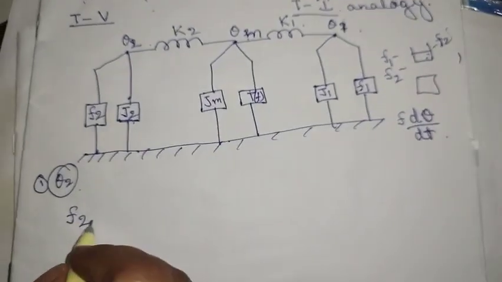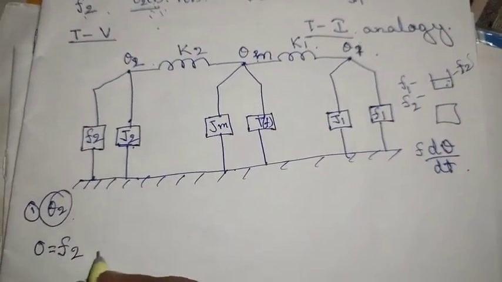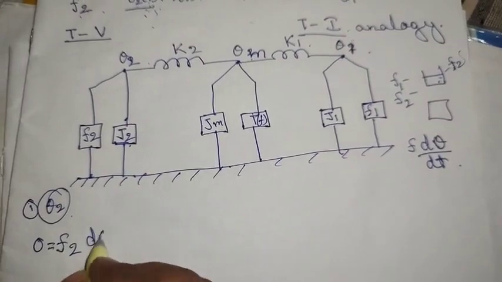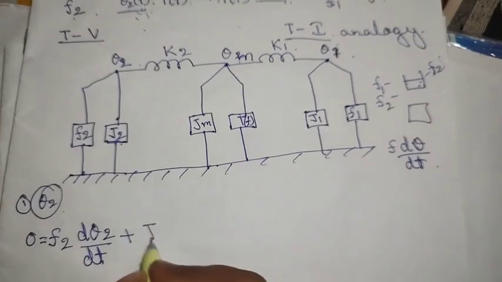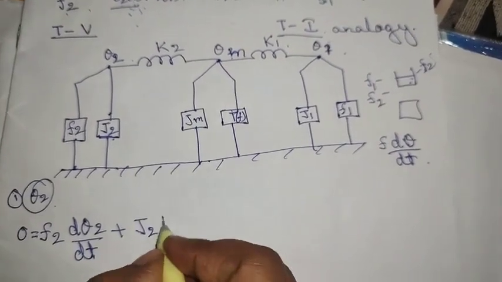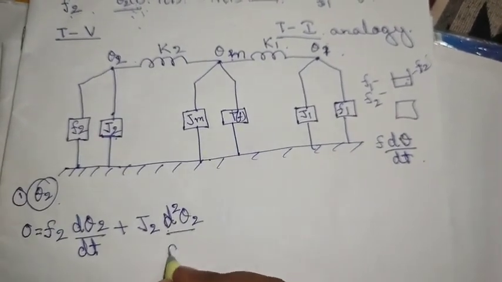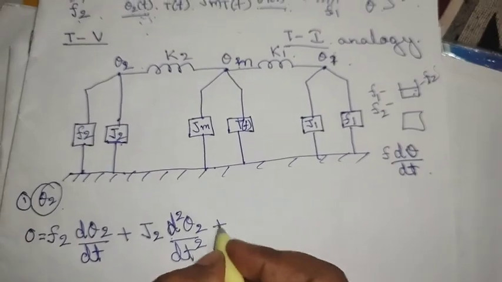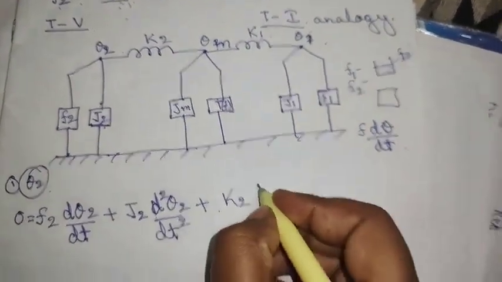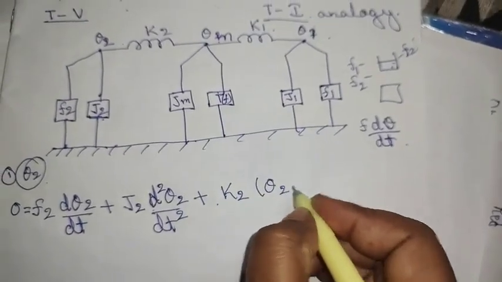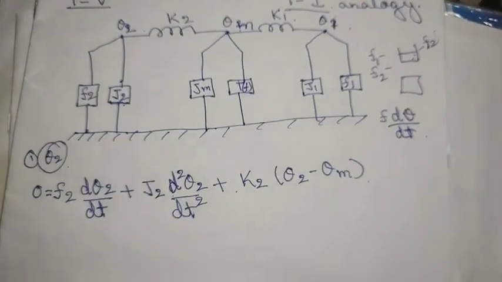Similarly, we don't have torque for theta 2, so 0 is equal to F2 d theta 2 divided by dt plus J2, the inertia. How do we write for the mass? Like that only, d square theta 2 divided by dt square, plus K2 is connected. K2 is in between theta 2 and theta m, so theta 2 minus theta m, because we are writing with respect to theta 2.